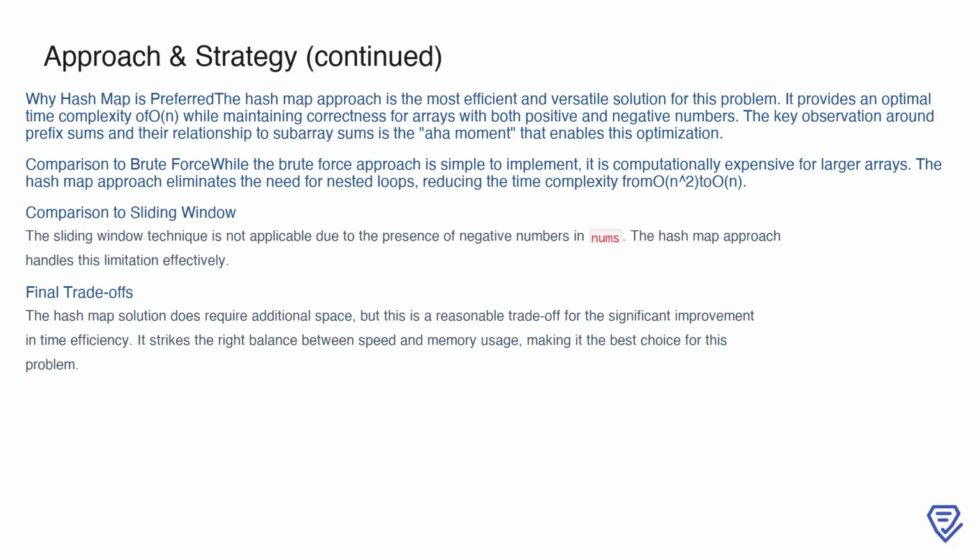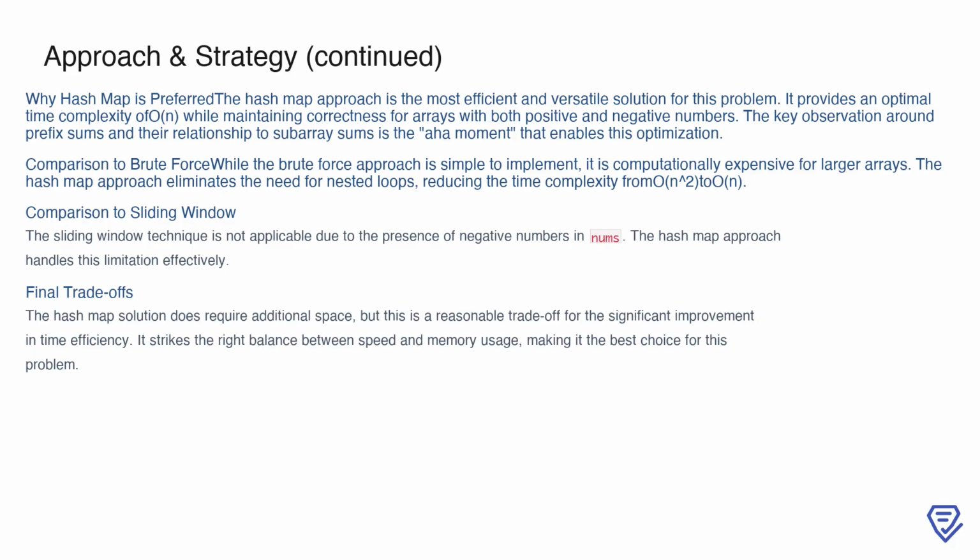Its O(n) time complexity ensures it can handle large input sizes with ease, and it works seamlessly with arrays containing both positive and negative numbers. The core insight, the relationship between prefix sums and subarray sums, is what makes this method so powerful.